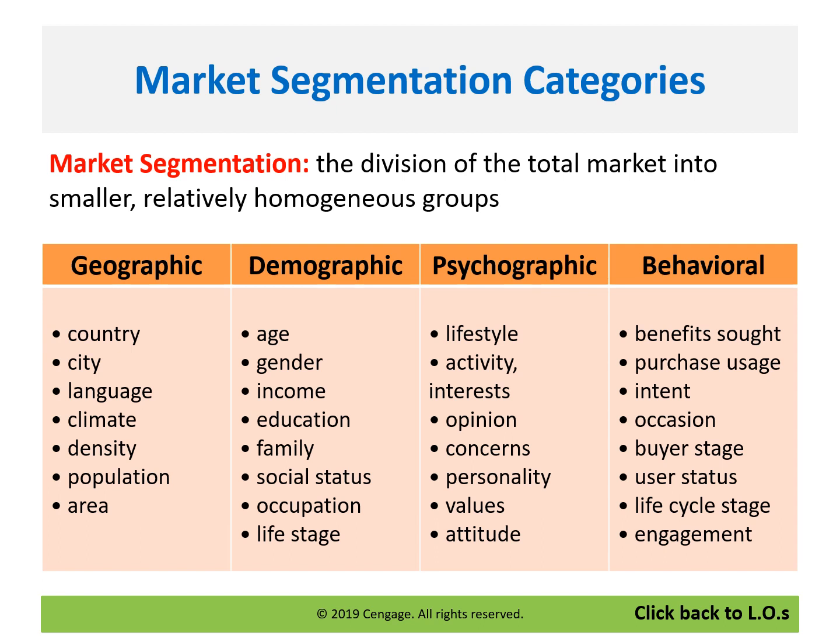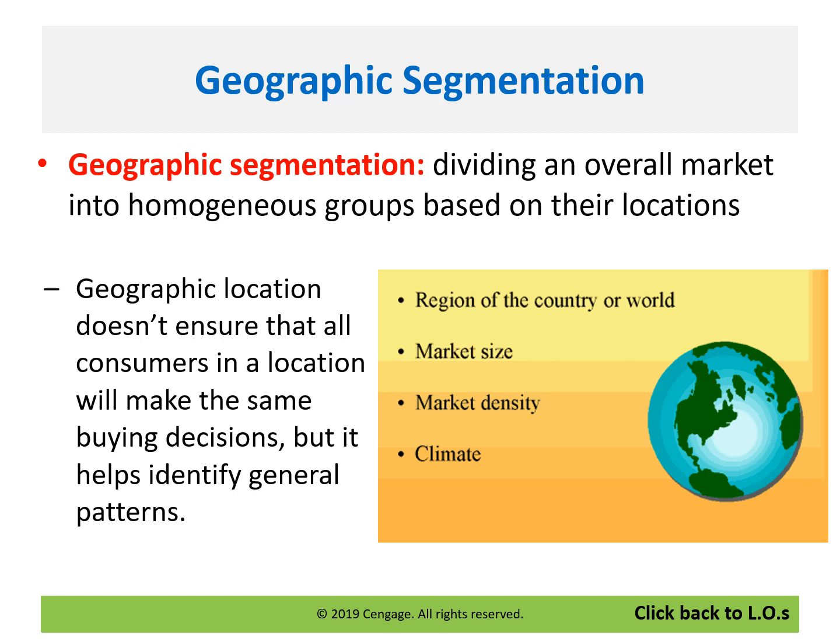Behavioral segmentation refers to the attitude of the market towards the product, whether they seek for the benefits, the purchase usage, the intent of purchasing, occasion, buyer stage, user status, life cycle stage, and engagement. Geographic segmentation means dividing an overall market into homogeneous groups based on their locations. Geographic location doesn't ensure that all consumers in that location will make the same buying decisions, but it helps to identify general patterns.